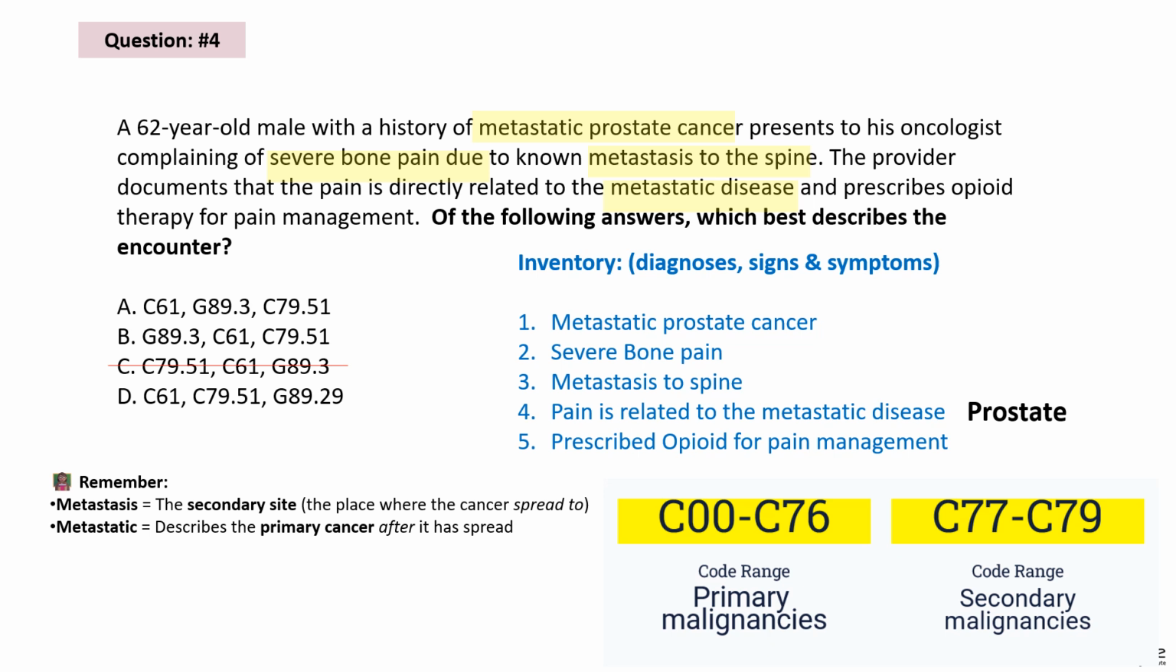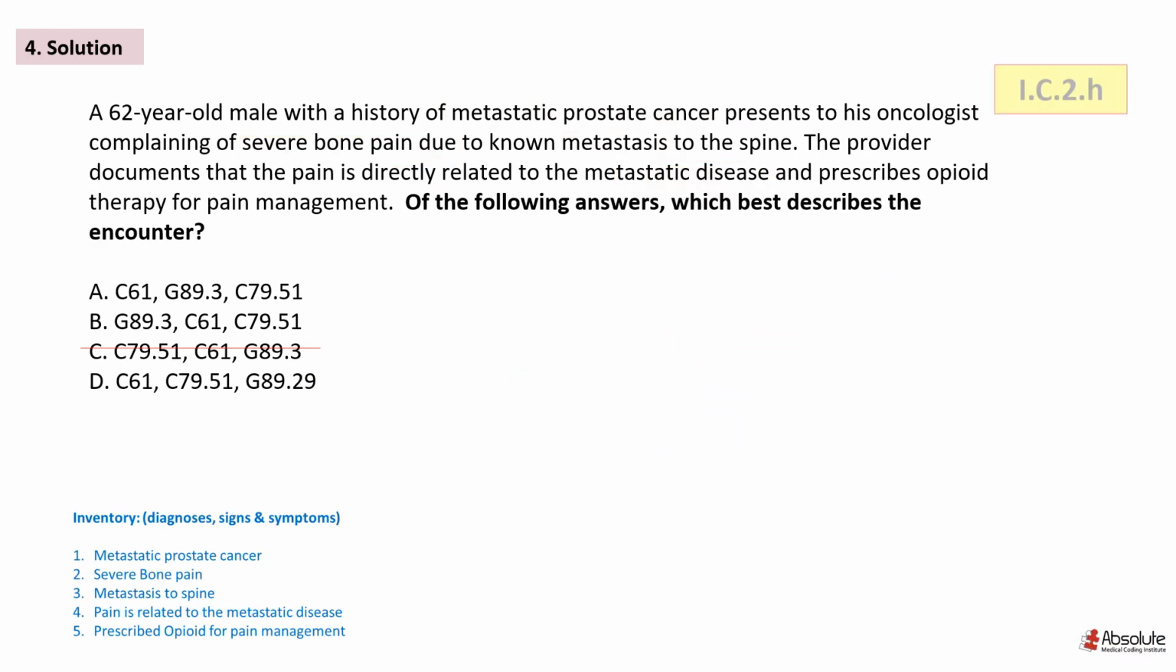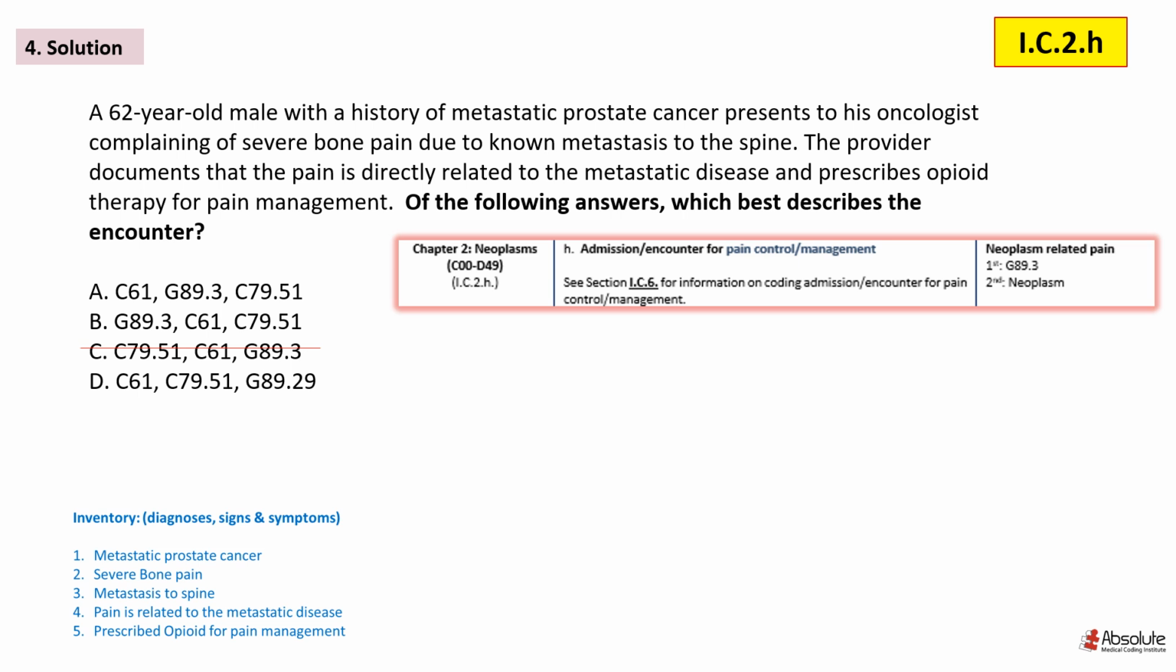So let's continue and let's go grab that guideline. Guideline IC2H. This guideline says when your admission or encounter is for pain control or management, you will need to sequence that neoplasm related pain first, followed by the neoplasm. And then it says C section IC6.